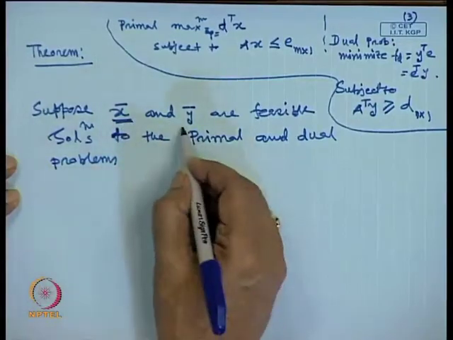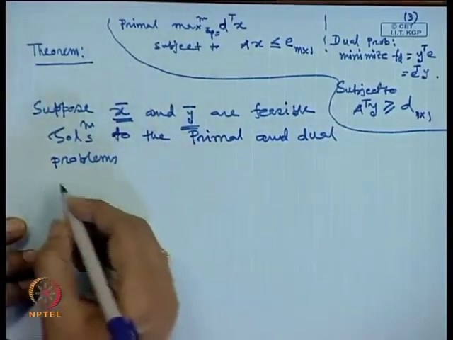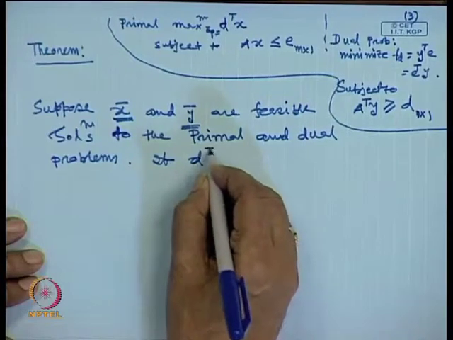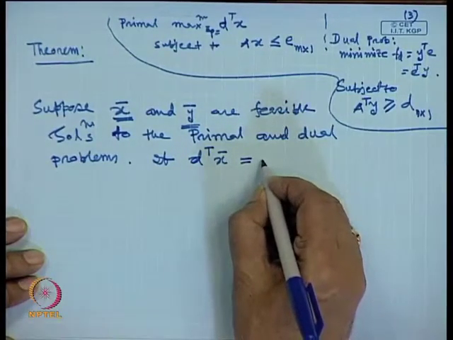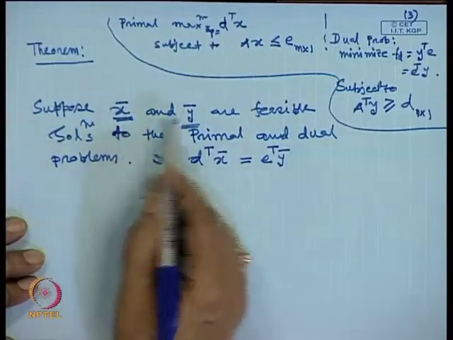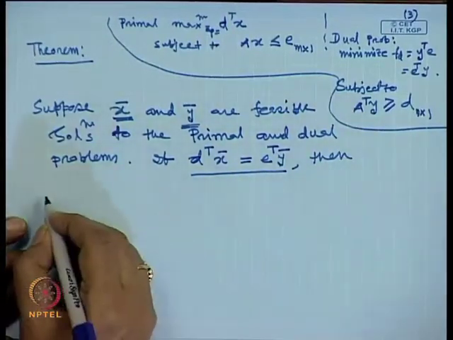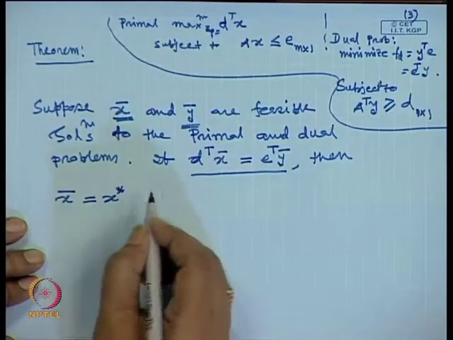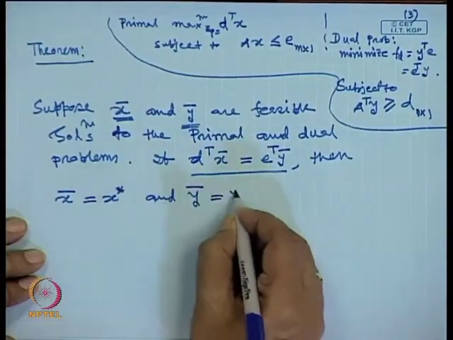That means x bar and y bar are feasible solutions of the primal and dual problems, agree? Then if d transpose x bar is equal to e transpose y bar, because these are the feasible solutions of the primal and dual problems, then x bar, which you have considered the feasible solution, will be x star, the optimal solution of the primal problem, and y bar will be equal to y star.